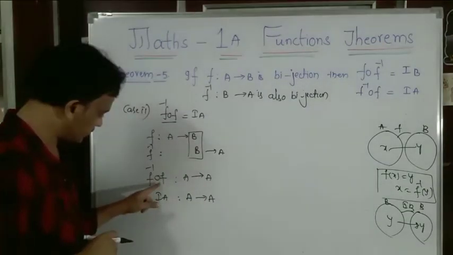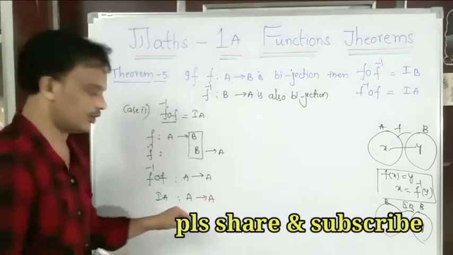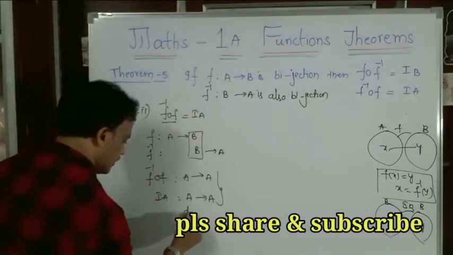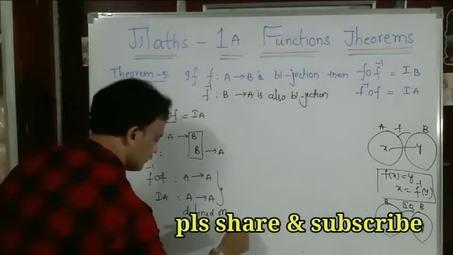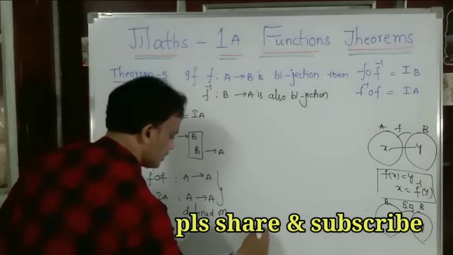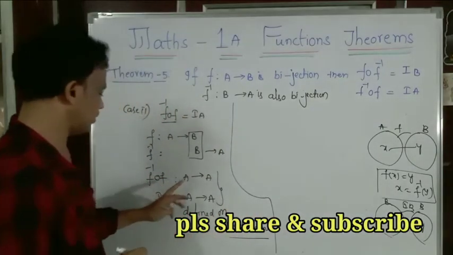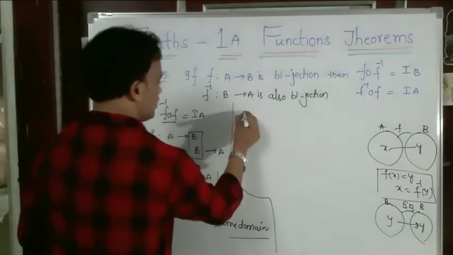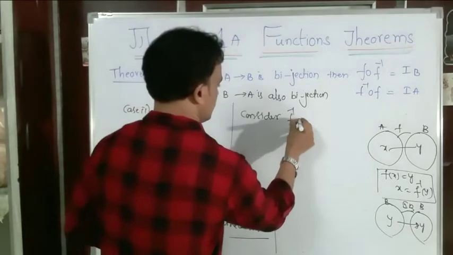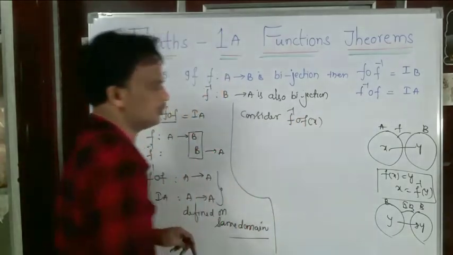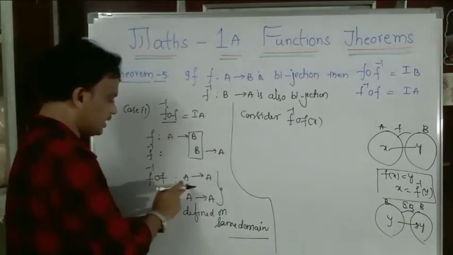What do you say about this one? f inverse circle f is defined from A to A, and the identity function on A is defined from A to A. These two are defined on the same domain. Now I am going to prove that their range is also equal. Consider f inverse circle f of x, because it is defined from A to A.